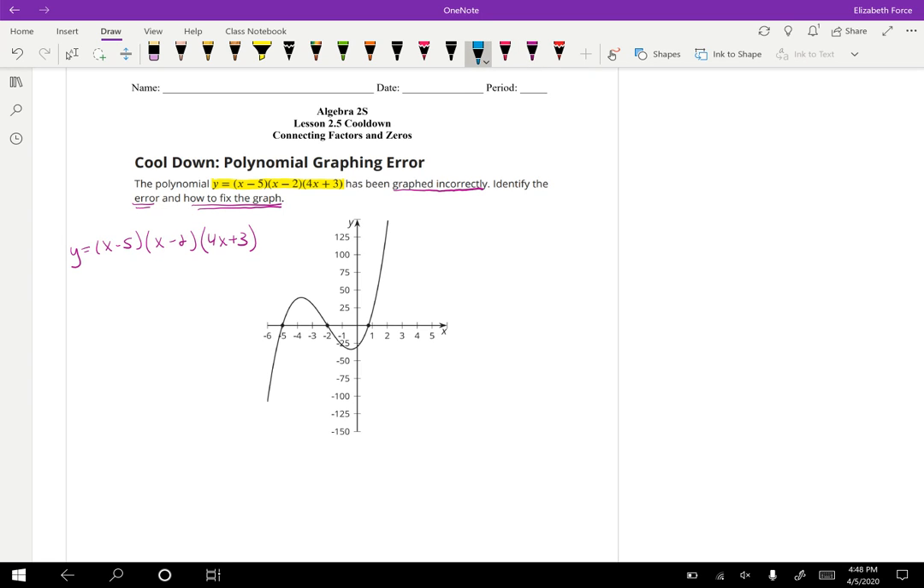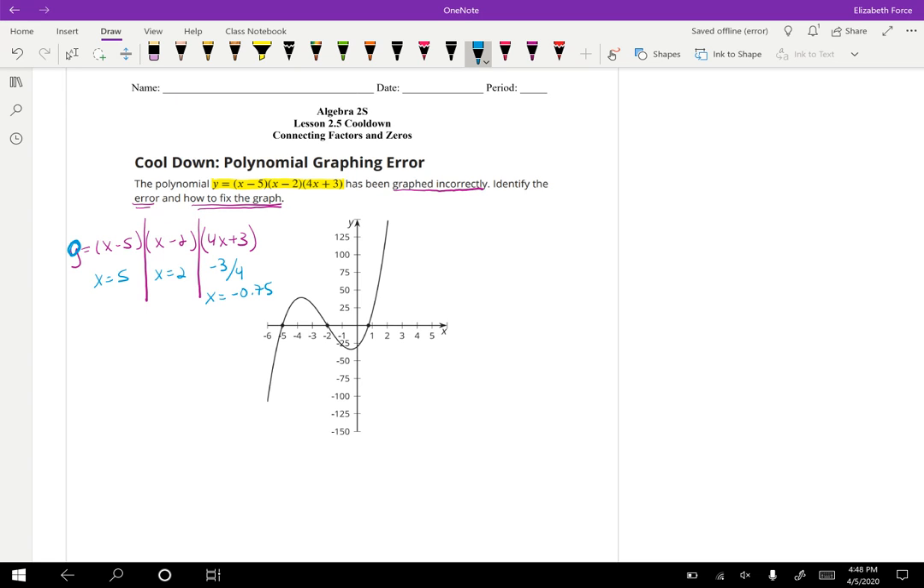We want to remember from the lesson that the most important thing is if we can find where this function is equal to 0, then we can find the x-intercepts. So for the first factor, positive 5 is one of the x-intercepts. Positive 2 is another x-intercept, or another 0. And then we want minus the 3 divided by the 4, so negative 3/4 or negative 0.75 is the third 0, or the third x-intercept.